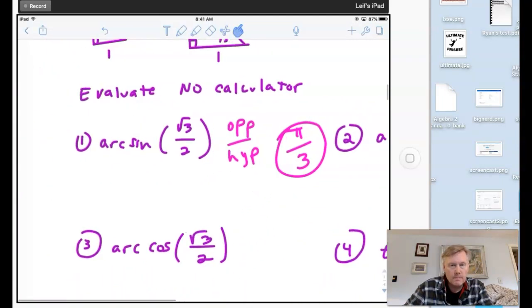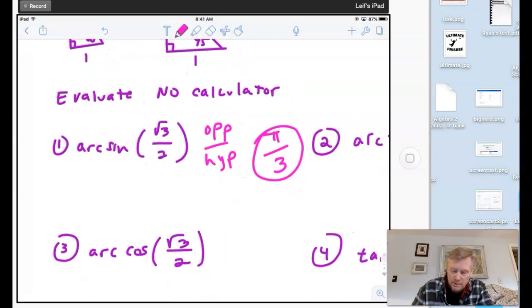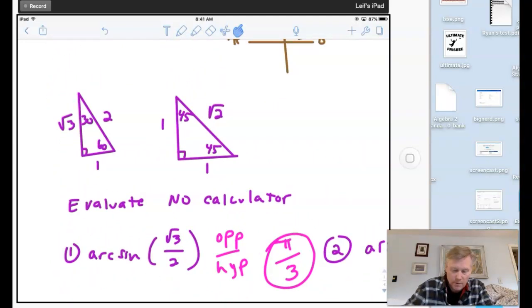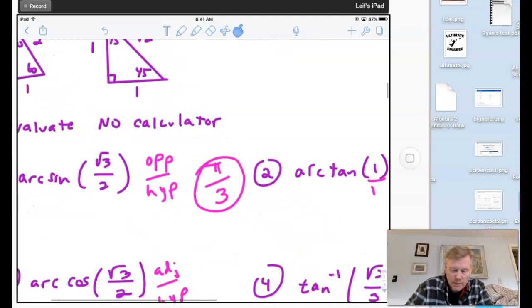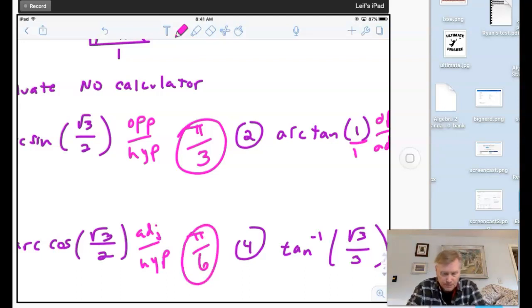Number 3, arc cosine, square root of 3 over 2. Cosine is adjacent over hypotenuse. So the adjacent to the square root of 3, remember adjacent means next to. So the 30 is next to the square root of 3. So my answer would be 30 degrees, but once again, it's got to be in radians. 30 degrees is pi over 6.